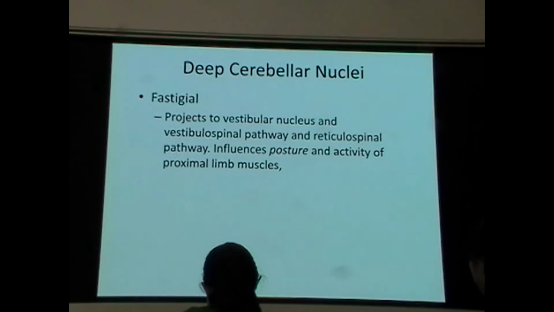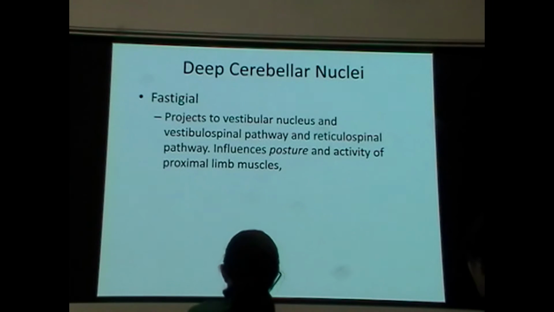Then there is a nucleus that is basically right in the middle, not the interpositus, between the dentate and this nucleus called fastigial, and this projects to the vestibular nuclei that are in the lower brainstem, and they are associated with information they are receiving from the semicircular canals. They influence posture and the activity of proximal musculature. Okay, once again, where's proximal musculature?